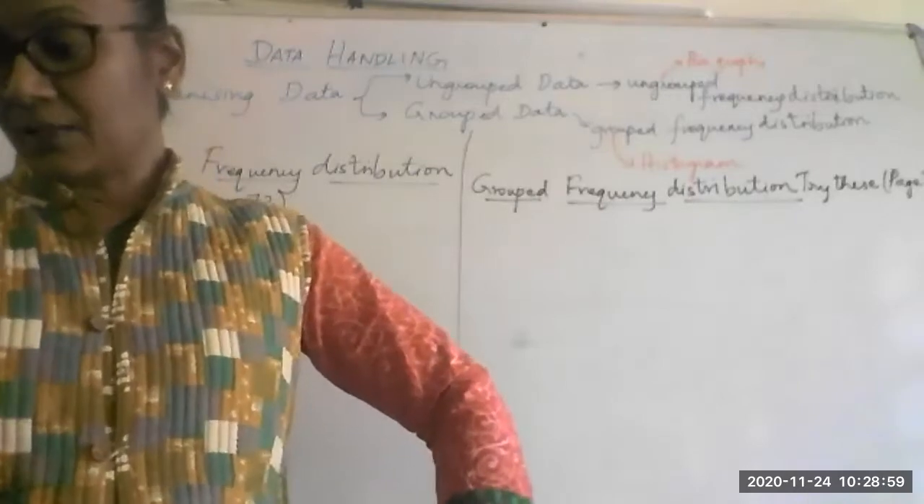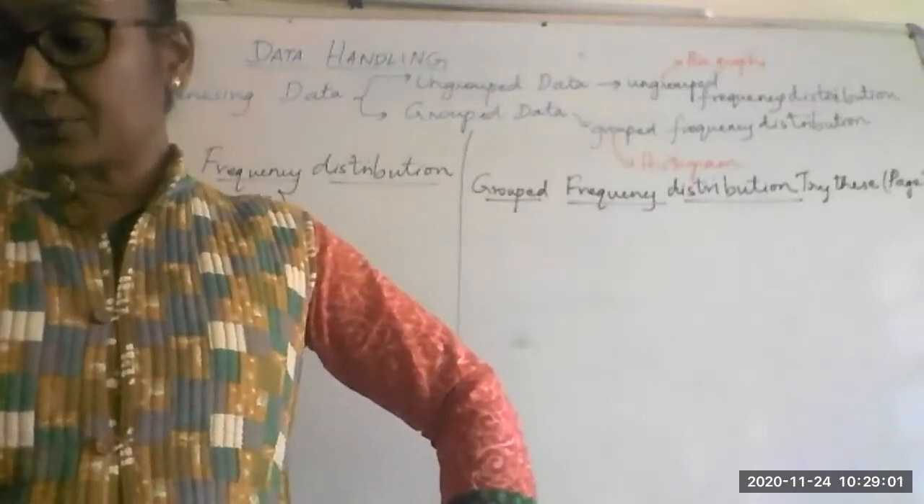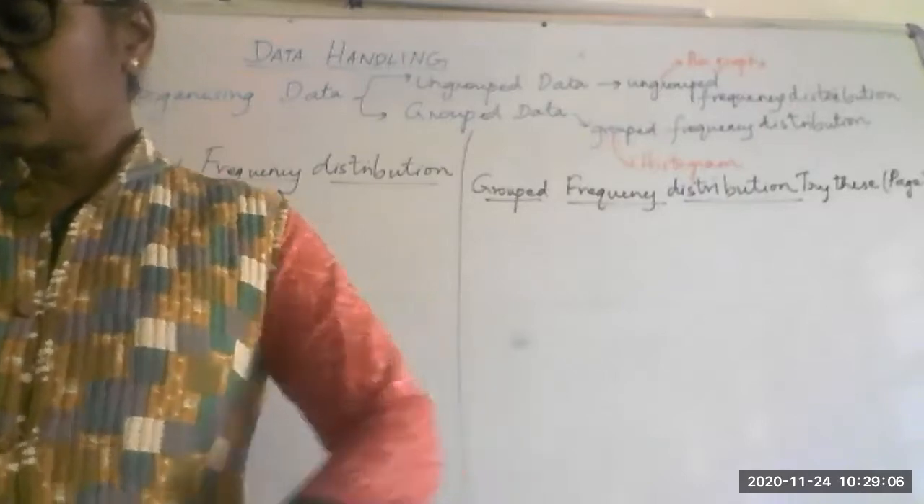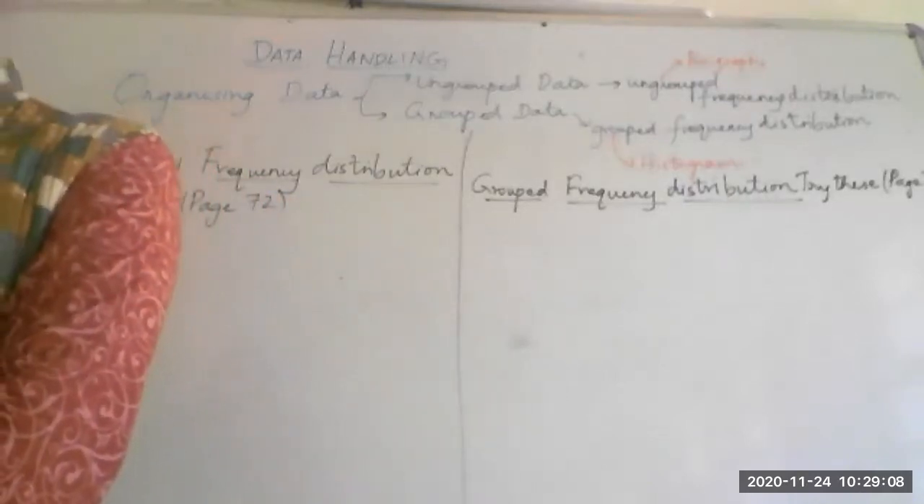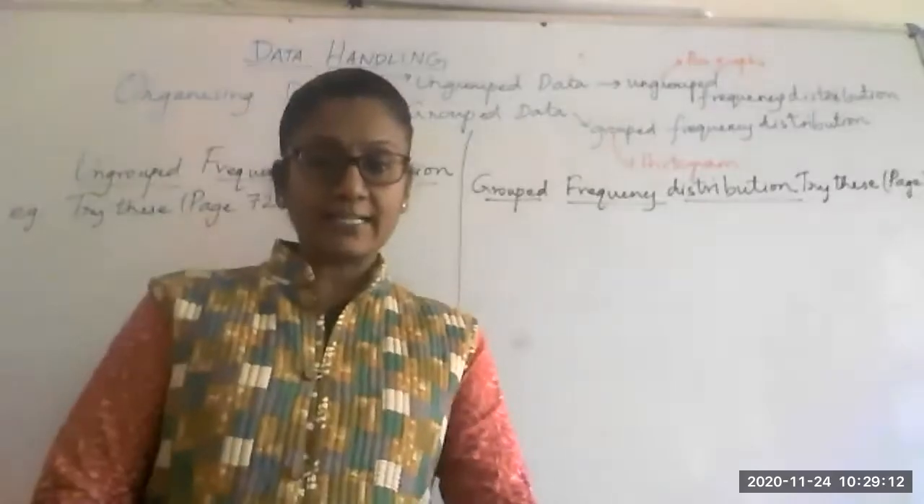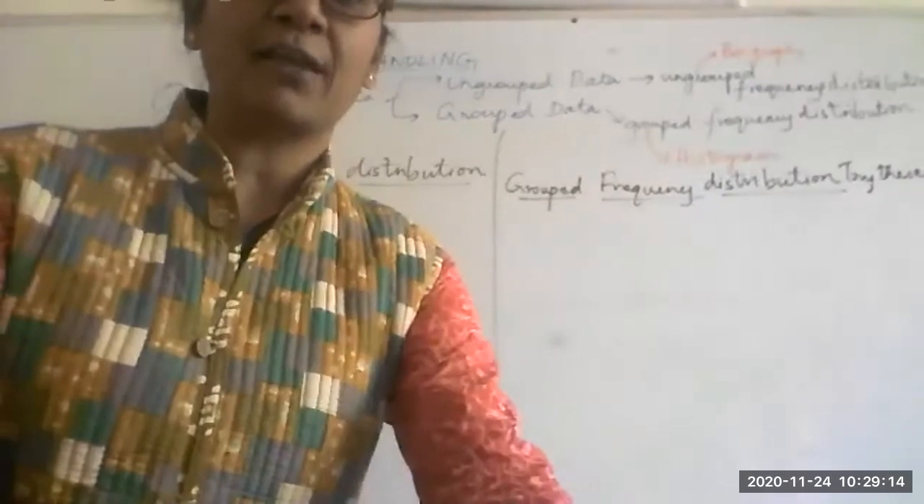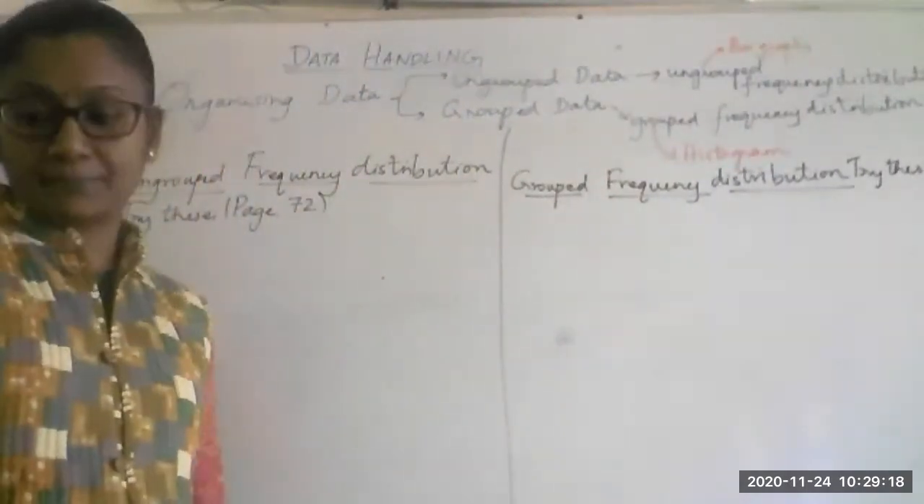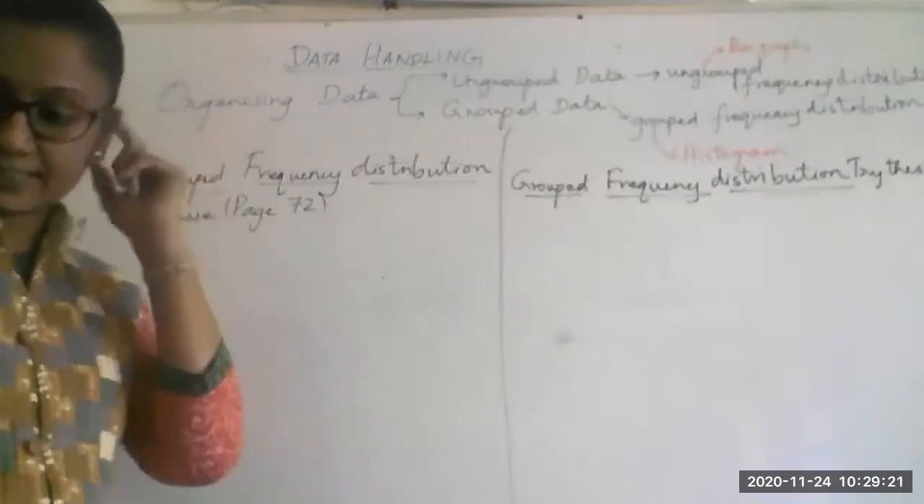Let us try this. A group of students were asked to say which animal they would like most to have as a pet. The results are given below. So we have collected data with respect to a favorite animal which children would like to have as their pet. And can you see how the raw data is collected?